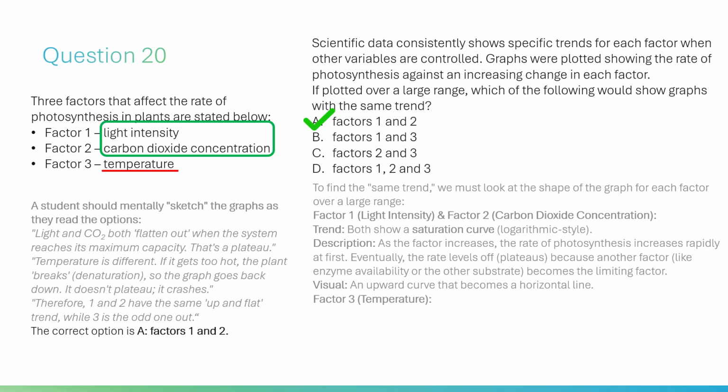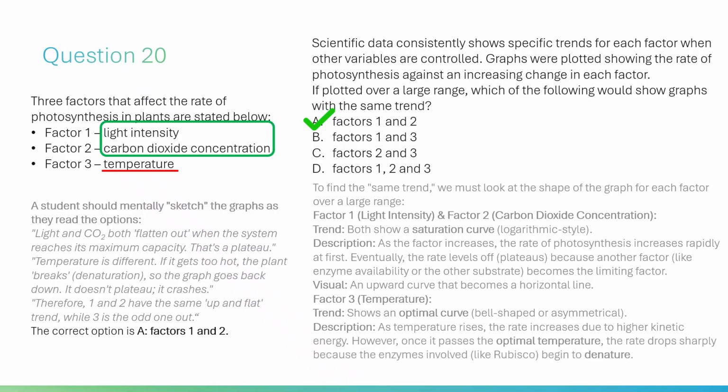Factor 3, temperature, shows an optimal curve, bell-shaped or asymmetrical. Description: as temperature rises, the rate increases due to higher kinetic energy. However, once it passes the optimal temperature, the rate drops sharply because the enzymes involved, like Rubisco, begin to denature. Visual: an upside-down U, or a peak followed by a steep decline.